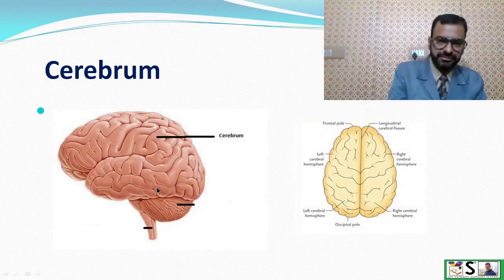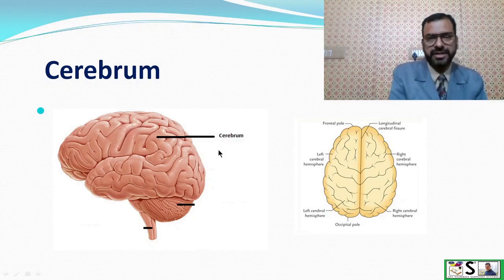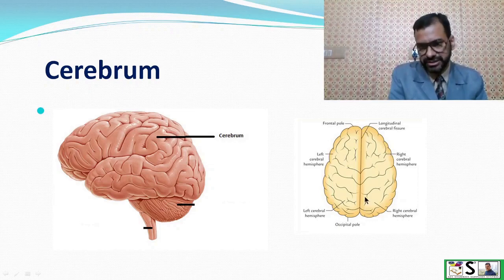Here you can understand that this is the cerebrum. This is the largest portion of the brain and it has these convolutions. This is gyrus and these are sulcus. And this is divided into two hemispheres, left and right.